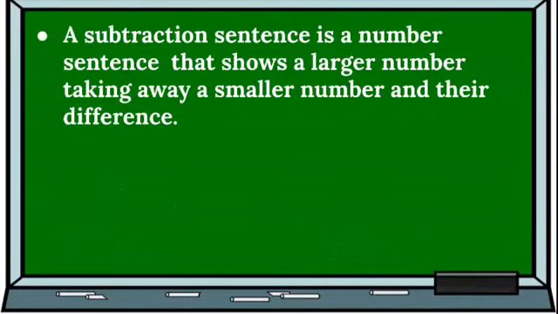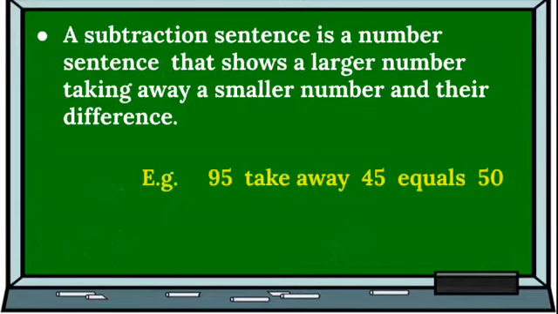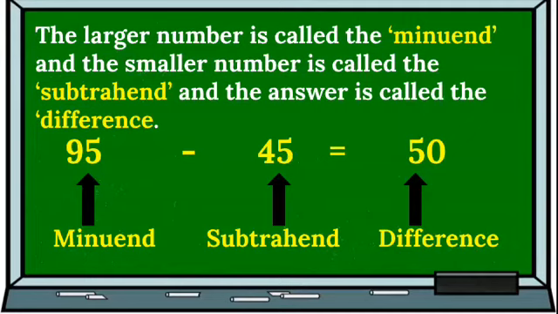A subtraction sentence is a number sentence that shows a larger number taking away a smaller number and their difference. And this is an example of the horizontal method of writing your subtraction. So here we have 95 take away 45 equals 50. The larger number is called the minuend. The smaller number is called the subtrahend. And the answer is called the difference.